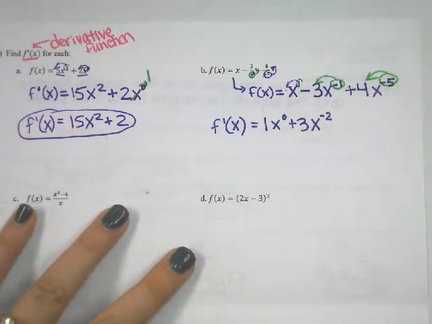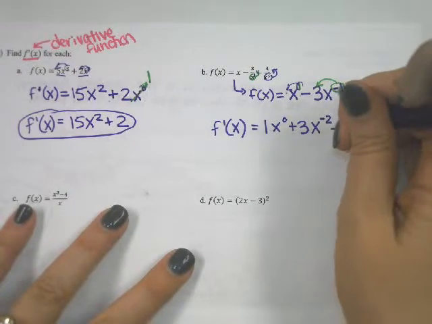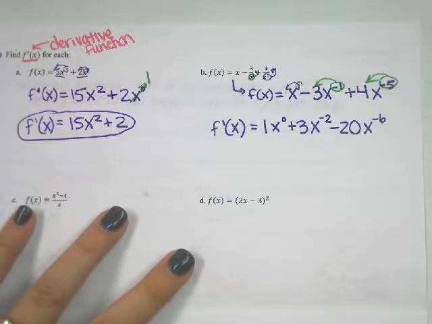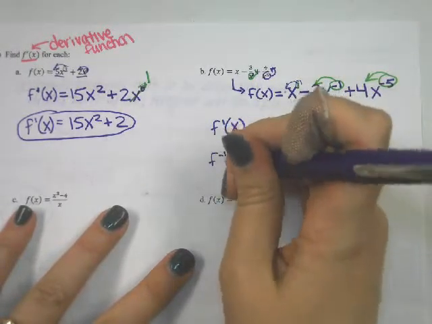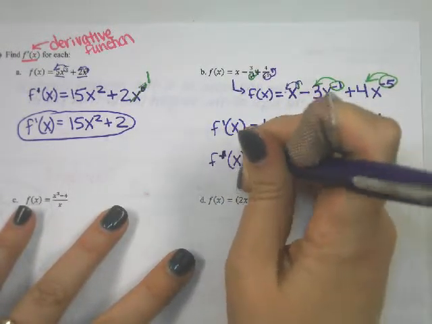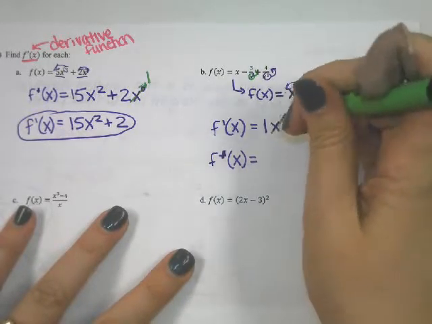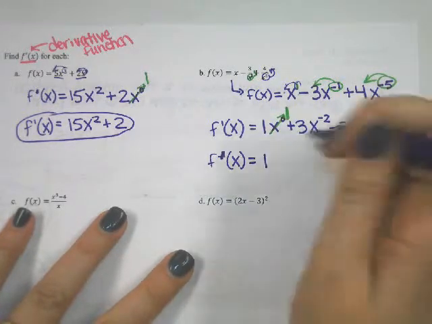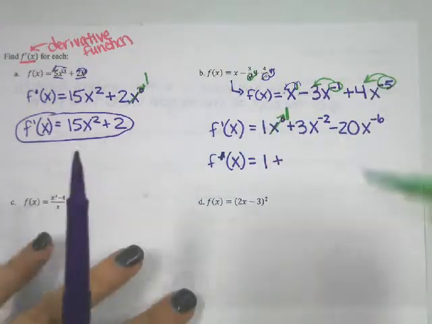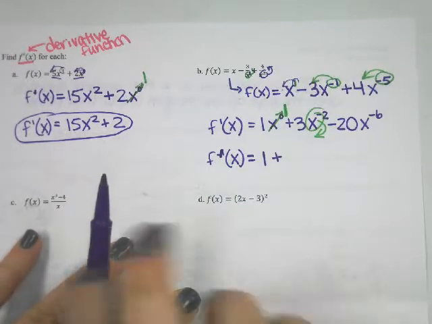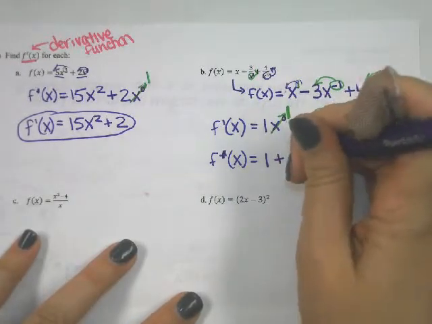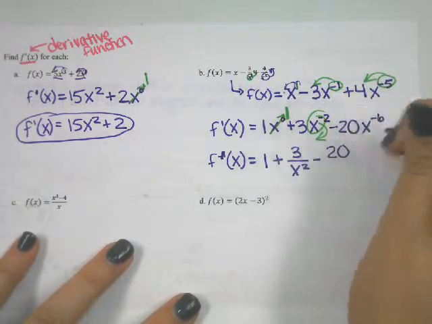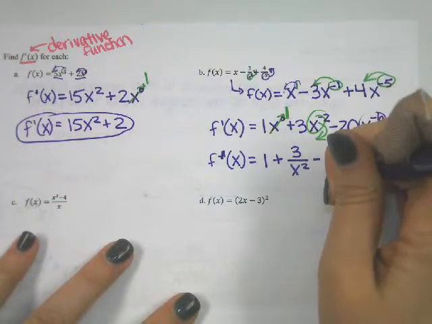The last one, we do the same thing. We take 4 times negative 5, that's negative 20, x, and our exponent drops by 1. Negative 5 minus 1 is negative 6. The best way to write this answer: x to the 0, anything to the 0 is just 1. So 1 times 1 is 1, plus things that are to negative exponents flip to the bottom for the exponent to become positive. And same thing here, flips to the bottom.